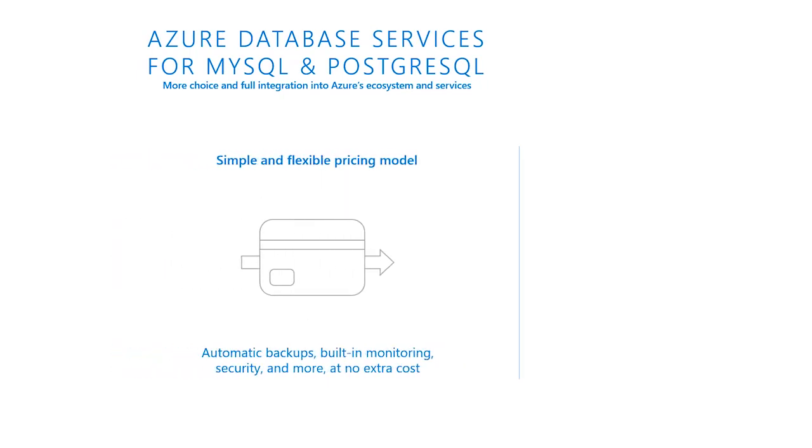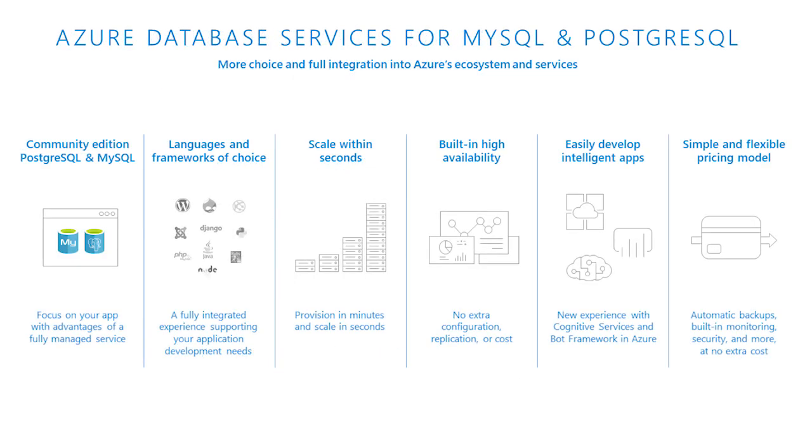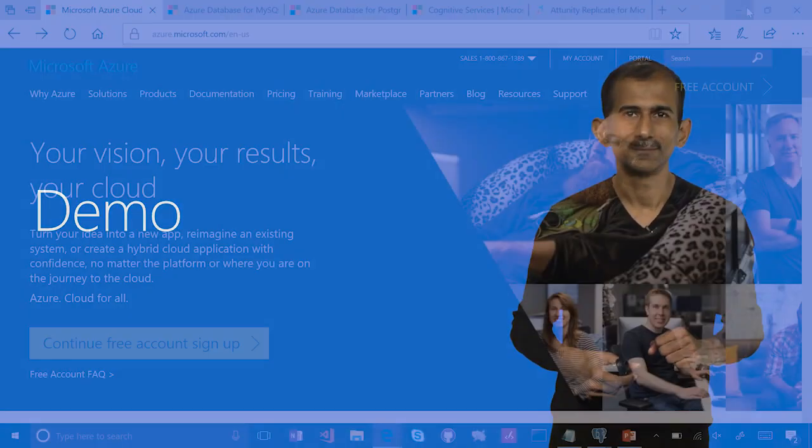And finally, you have got a very simple and flexible pricing model, where much of what we talked about, like security and high availability, comes built in, and you can take advantage of that with no extra cost. So now that you have a good idea of what these services bring in, let's dive in and take a look at a couple of capabilities in action.